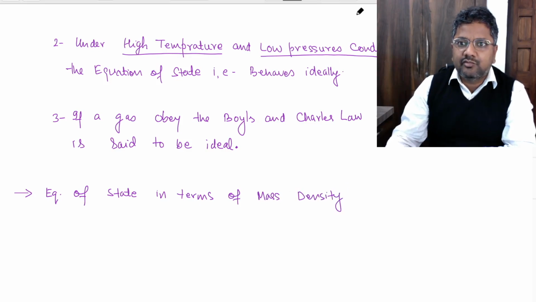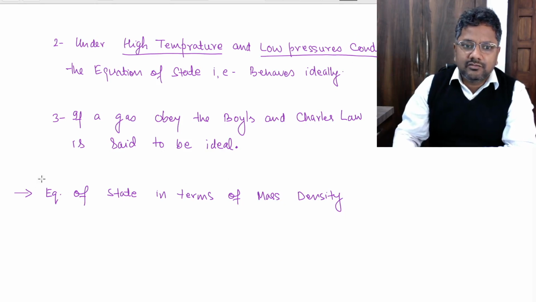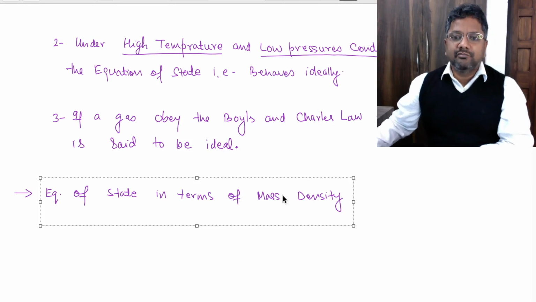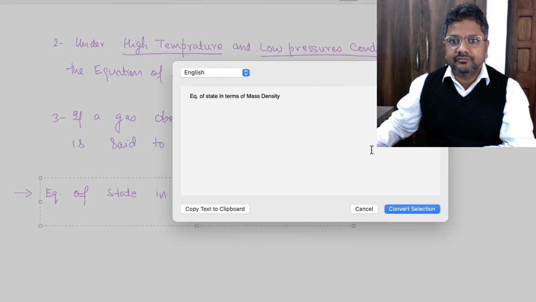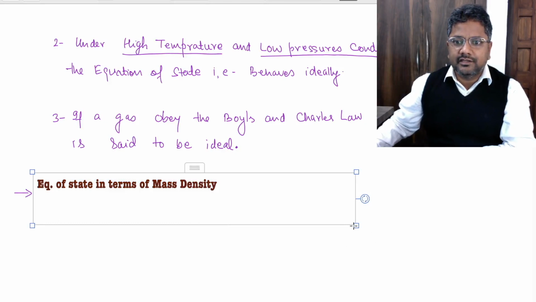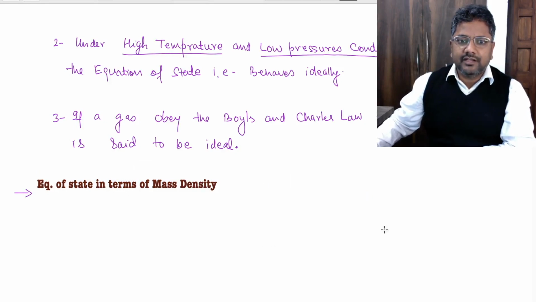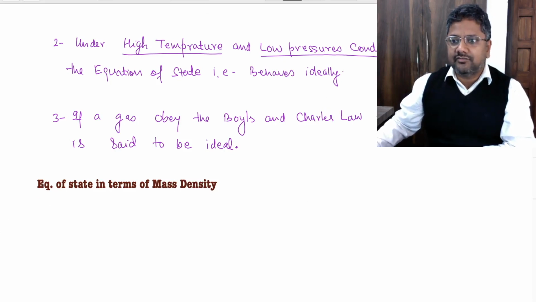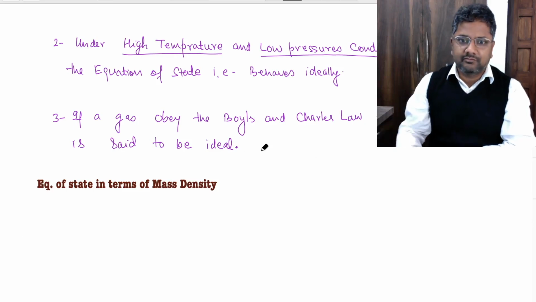This is a very important point. Why am I specifying mass density, not simply writing density? There are two types of density we can use here in chemistry. One is mass density and the other is number density. First I am taking mass density. After that we will see the equation of state in terms of number density.